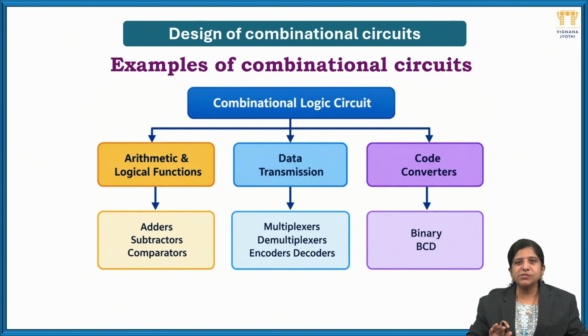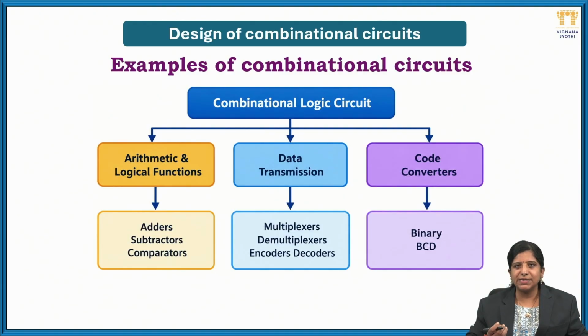Next, if we see the examples of combinational circuits, these are classified into 3 types. One is the arithmetic and logical functions, the other one is the data transmission functions, and the other one is the code converters. The examples which come under the arithmetic and logical functions are adders. In adders, again, we have the half adder, full adder, 4-bit binary adder, or the adder-subtractor circuit. We have a decimal adder, then subtractors: half subtractor, full subtractor, implementation of a 4-bit subtractor, or the comparators, which can be a single bit or 2-bit comparator. All this comes under the arithmetic and logical functions.